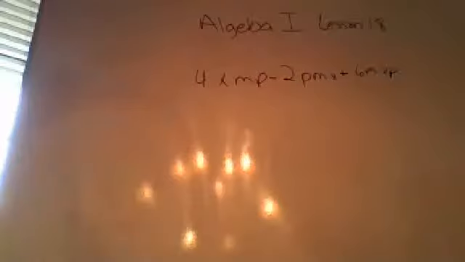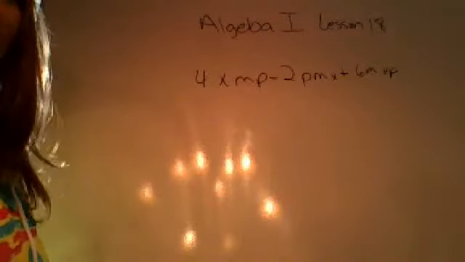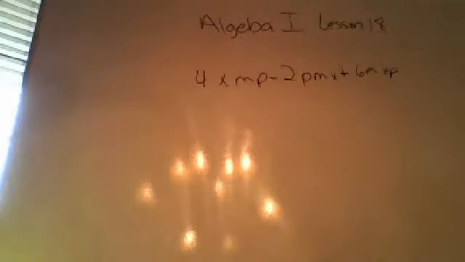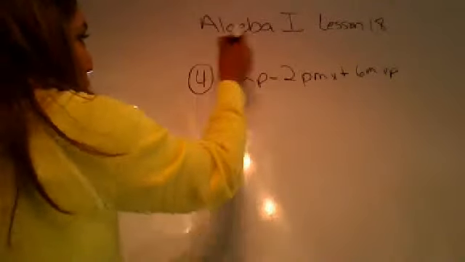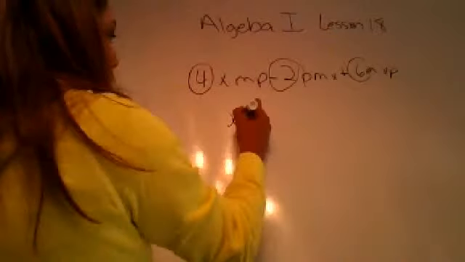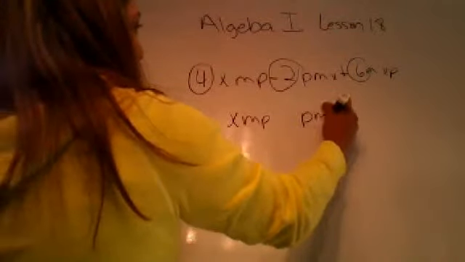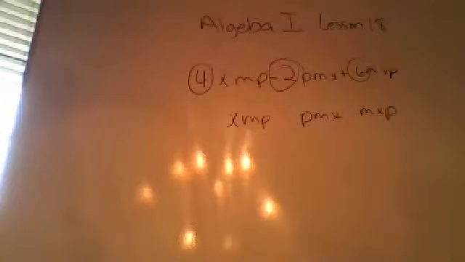Now we said we're going to learn what like terms are because we're going to learn how to combine like terms. To be like terms, you have to have the same variable or variables raised to the same power. So let's just pull out the variables. Let's ignore the coefficients that we learned last week. xmp, pmx, mxp. Are these alike? At first, they don't look like they're alike, but they really are like terms.